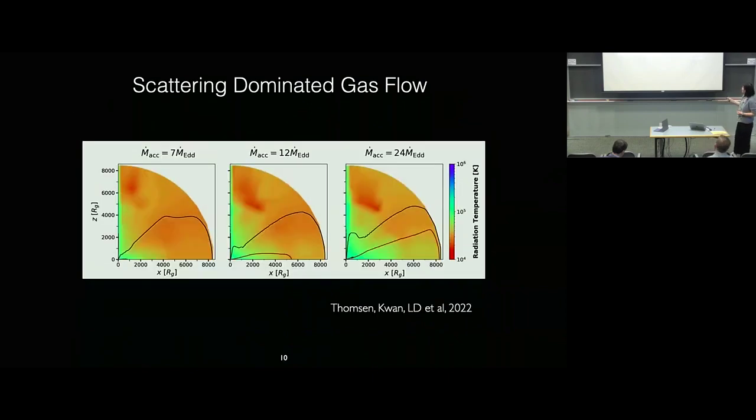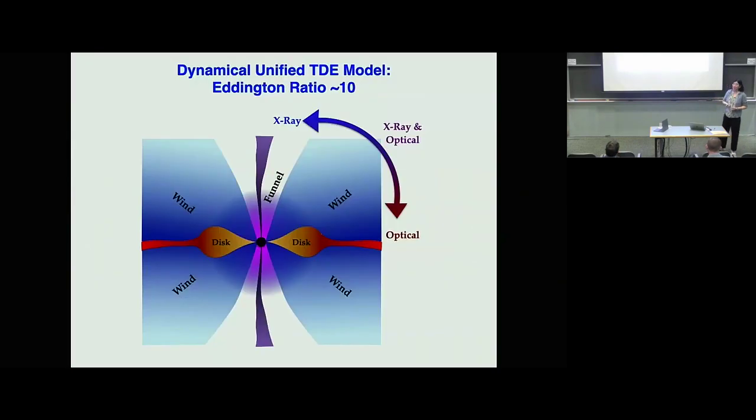Right, and then if we look at different Eddington ratios, we can see this scattering photosphere as the wind becomes denser and denser, and this funnel would close up near the pole. So this leads us to propose this unified picture for TDEs, which is, if we look at a fixed Eddington ratio, say around tens, then there is this funnel region near the pole. Looking down the funnel, we can see the X-ray emission from the disk, and then we would expect more and more reprocessing to happen in the wind and disk region, and we can potentially see a lot of reprocessed optical and UV emission from the side.